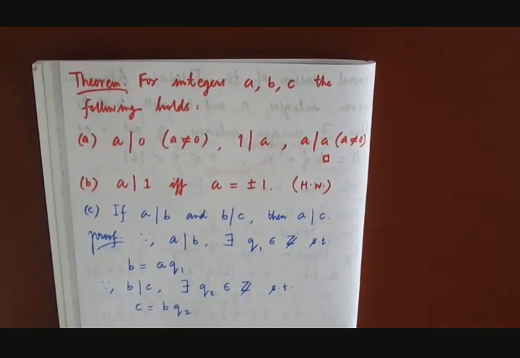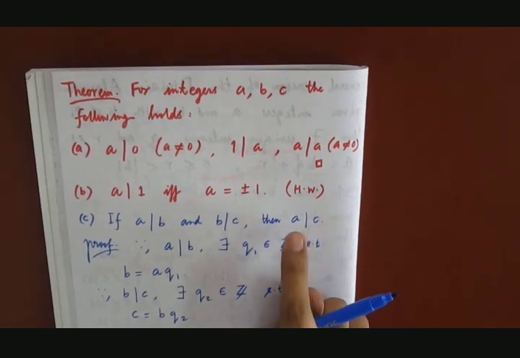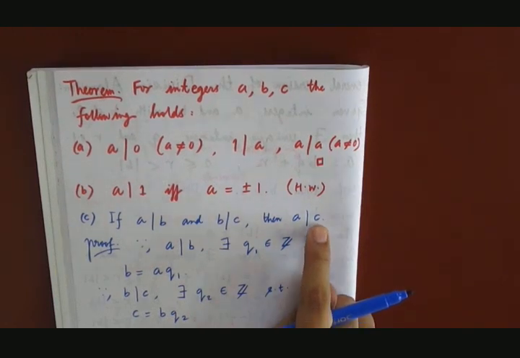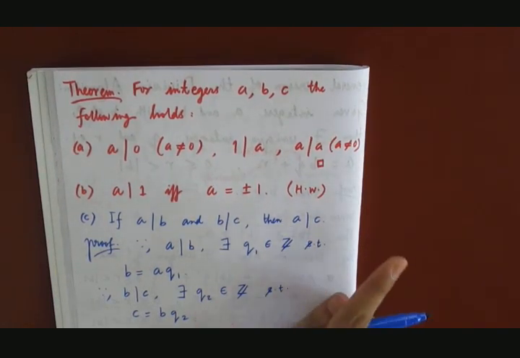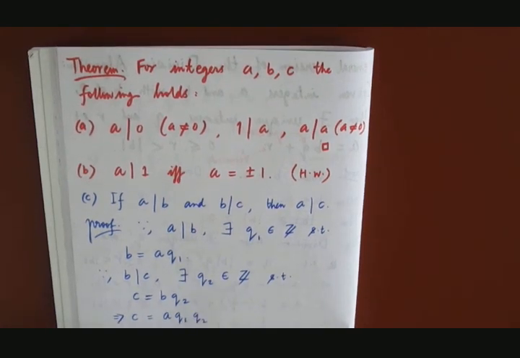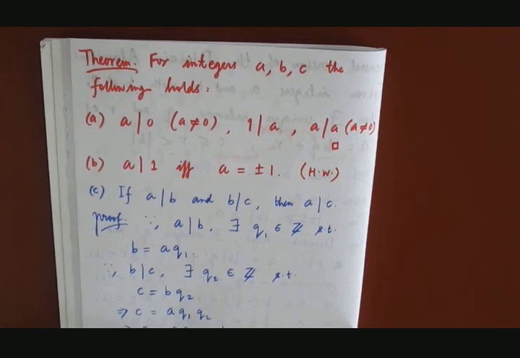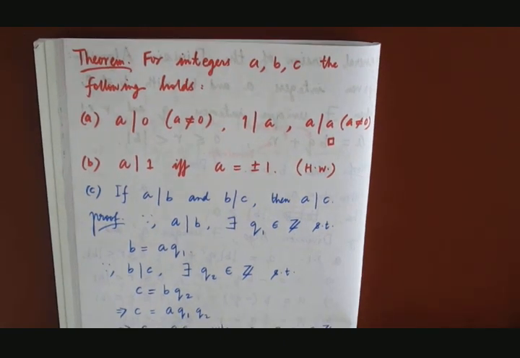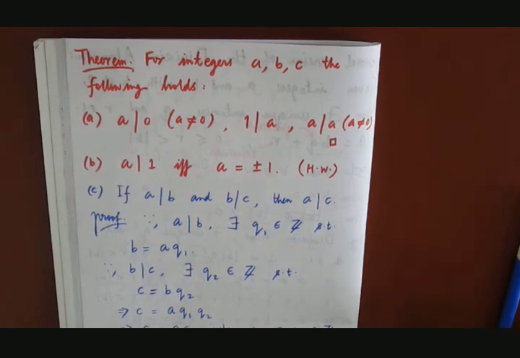Any confusion? Now what do I have to prove? I have to prove that a divides c. That means I have to prove that c can be written as a times some integer. So I will start from c equals bq2. In place of b I'm putting aq1, and this is q2. So this implies c can be written as a times q, where q is q1 times q2, an integer. Therefore, a will definitely divide c. Just look at the definition of divisible. Do you have any confusion while understanding this proof?